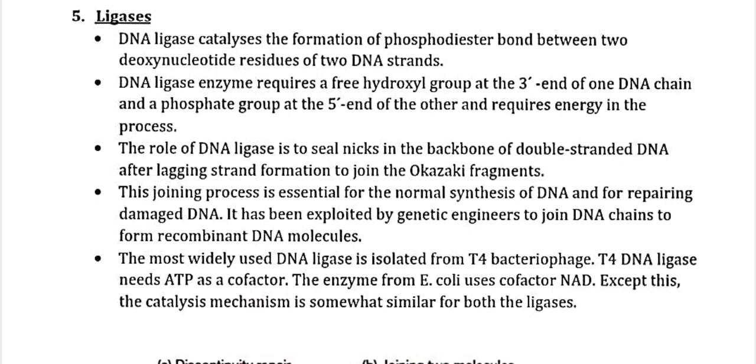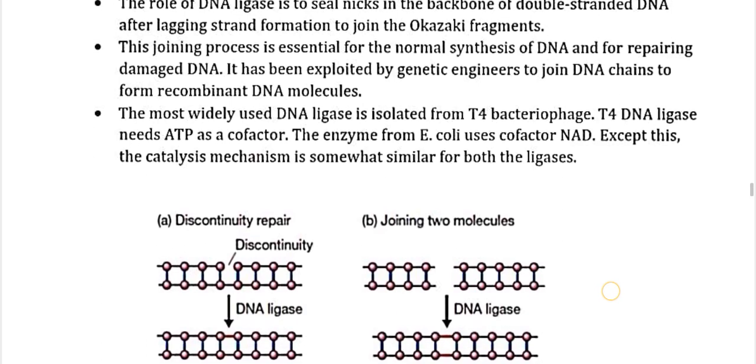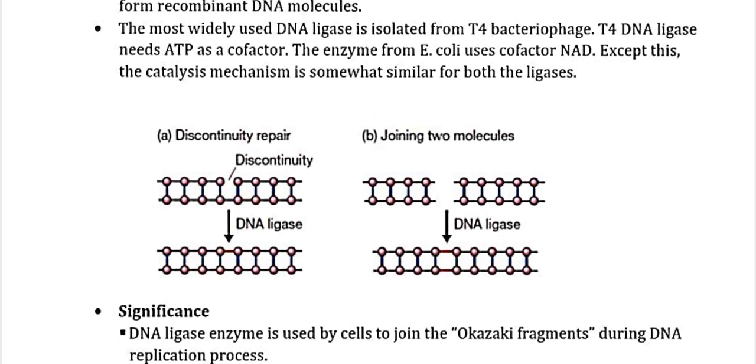The most widely used DNA ligase is isolated from T4 bacteriophages. T4 DNA ligase needs ATP as a cofactor. The enzyme from E. coli uses the cofactor NAD. Except for this, the catalysis mechanism is somewhat similar for both the ligases.